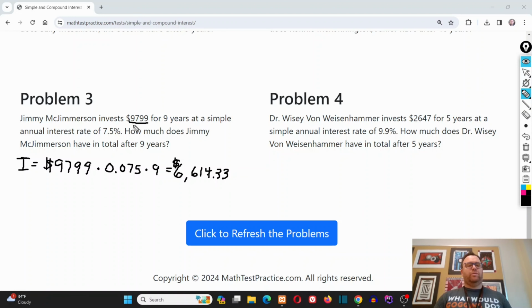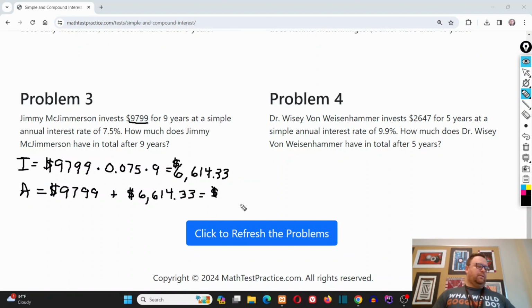We have to add the amount of interest to the principal. So the total amount, let's call that A, is going to equal $9,799 plus the $6,614.33, which is going to equal, just add that, $16,413.33. Okay, so that was that problem.